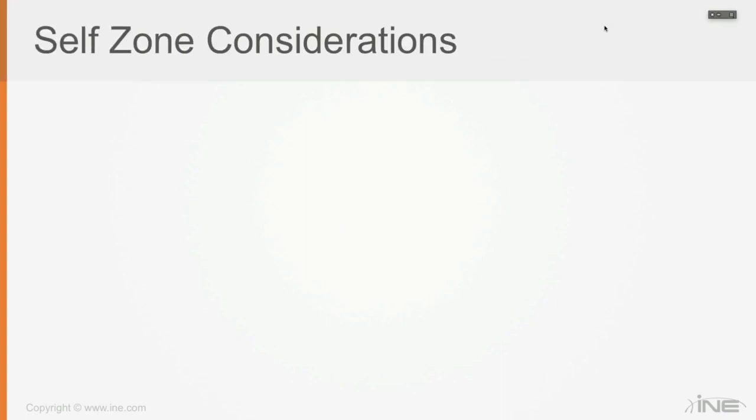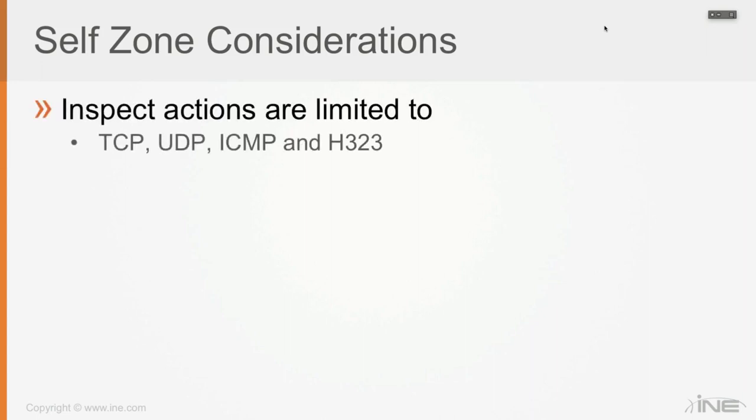Now, on the firewall policies which have to do with the self zone, inspect actions are supported, but are limited to TCP, UDP, ICMP, and H.323 traffic. And this makes sense because traffic destined to the router or initiated by the router can only be TCP, UDP, ICMP, or, if it's a voice gateway, H.323. So for firewall policies which contain the self zone, inspect actions are limited to that, and it makes sense.